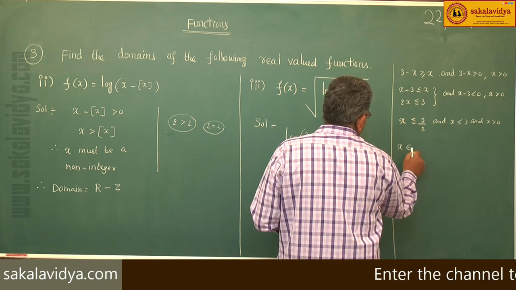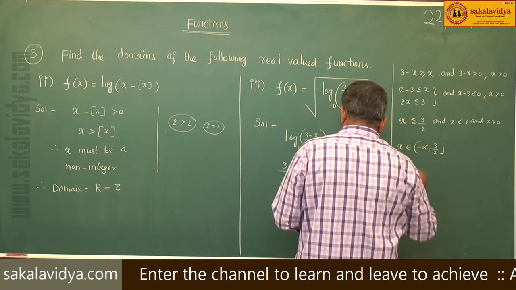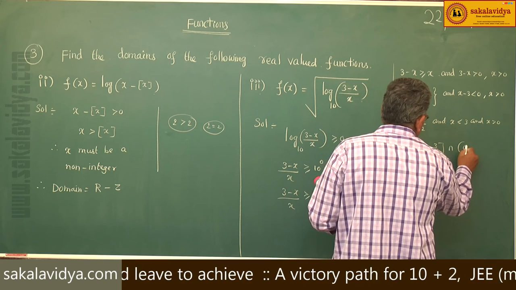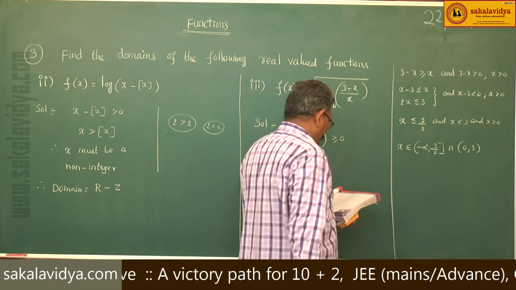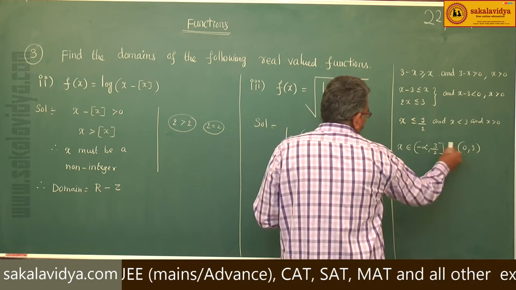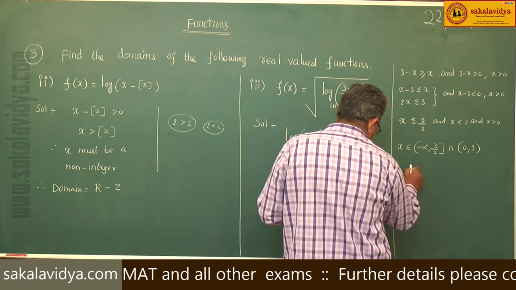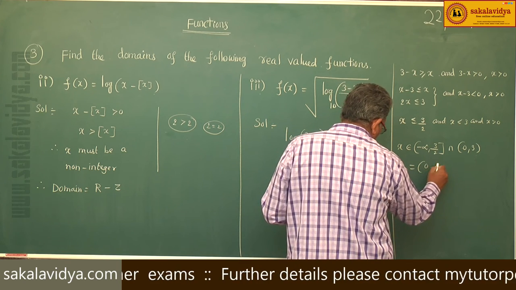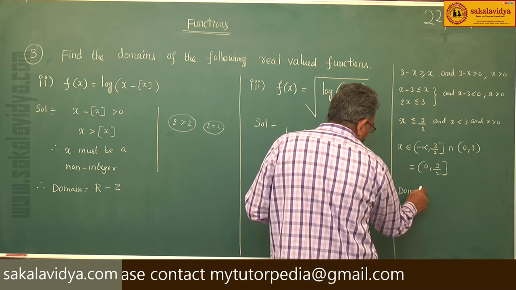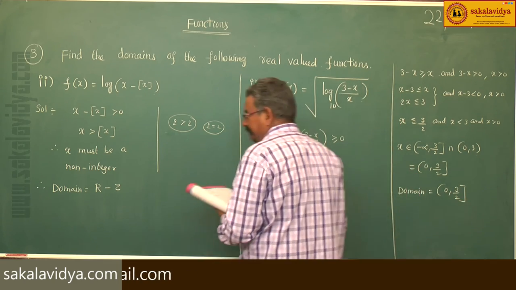Therefore, x belongs to minus infinity to 3 by 2 intersection 0 comma 3. So that means from 0 to 3 by 2 you have to take. So that is equal to 0 comma 3 by 2. Therefore, domain is equal to open 0, 3 by 2 closed.